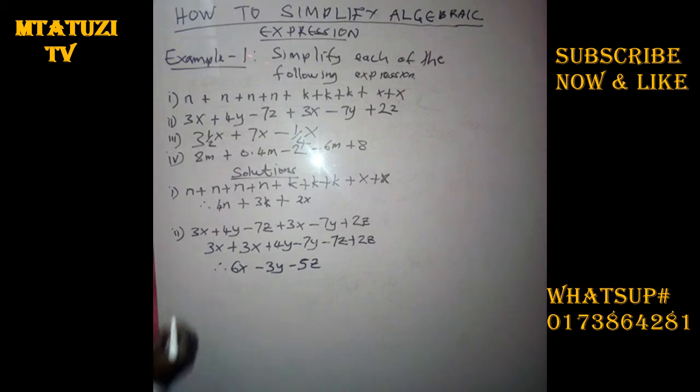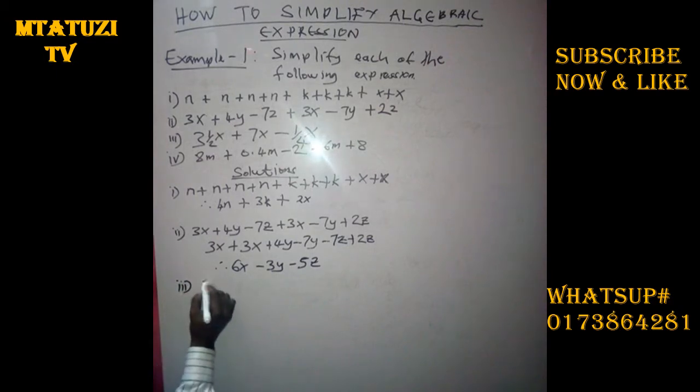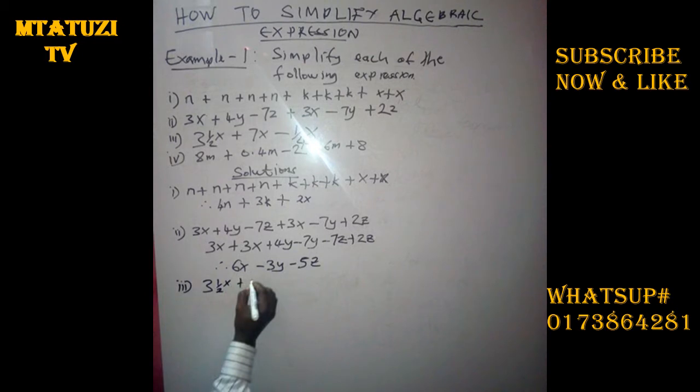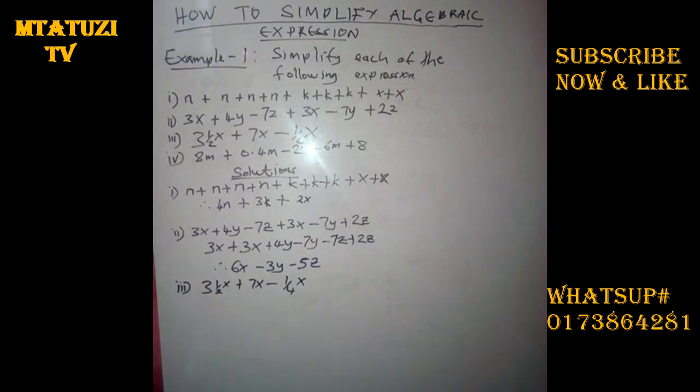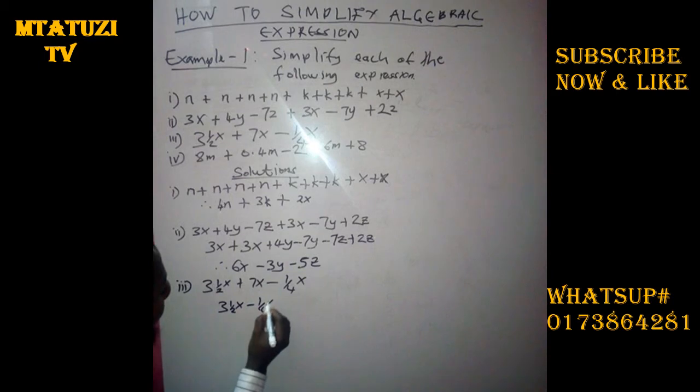Okay, another question. Question number 3, you are given 3 and a half x plus 7x minus 1 over 4x. In order to simplify with fractions, first of all, you have to arrange them: put those with fractions together, and those with no fraction put alone. So we take 3 and a half x minus 1 over 4x.